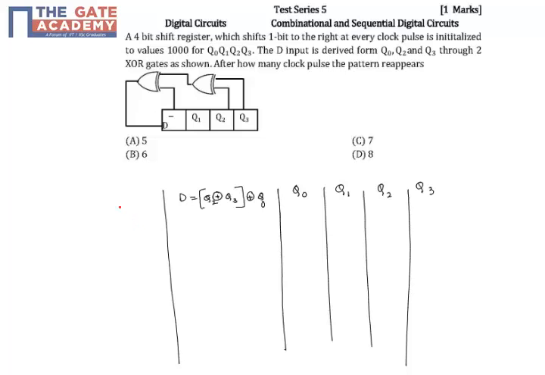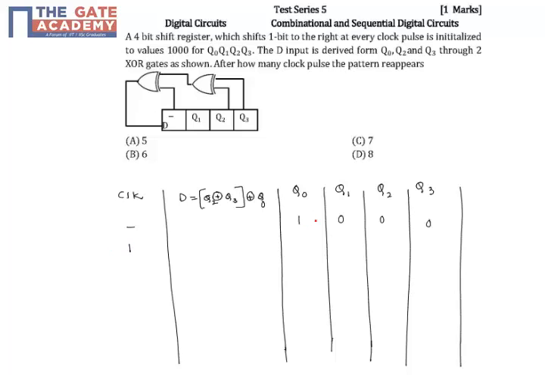So initially this is the clock pulses. Initially no clock pulses are given. So the initial data is 1 0 0 0. That is the initial value. So I have to count the clock pulses until I get the same pattern. Okay, so first clock pulse.